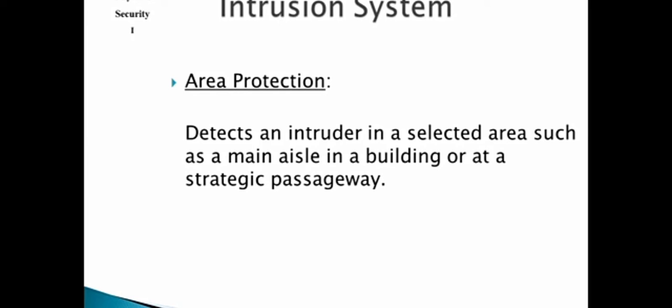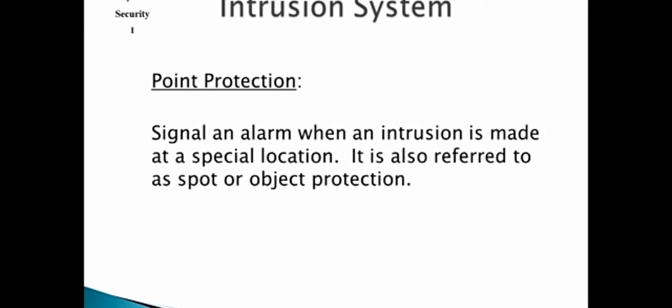Area protection protects against an intruder in a selected area, such as the main aisle in the building or in a strategic passageway. You can set up an alarm not only in passageways but in a sensitive area like a SCIF, so that with unauthorized access to the SCIF, you'll know that somebody's in there. Point detection signals an alarm when an intrusion is made to a special location. It is also referred to as spot or object protection, as with the safe, or a SCIF in our case.